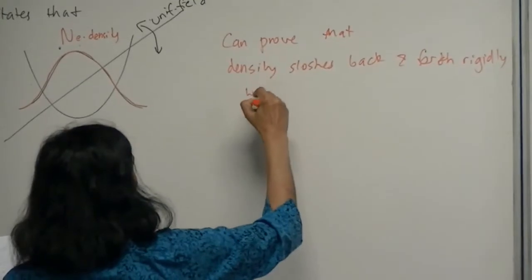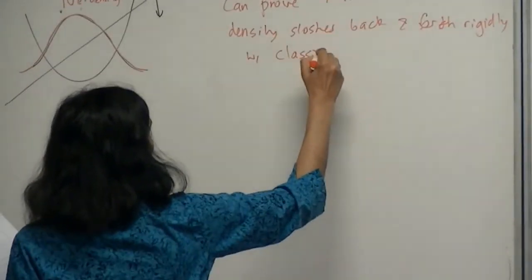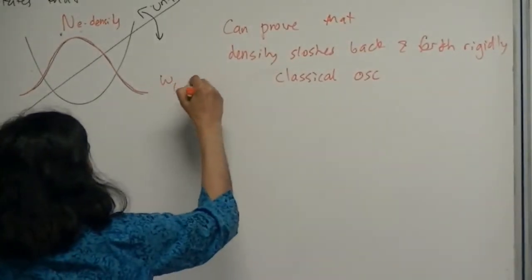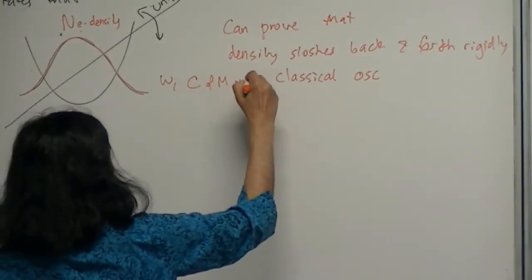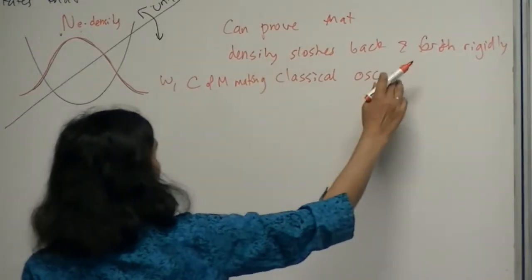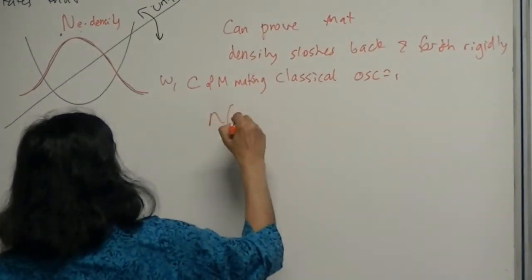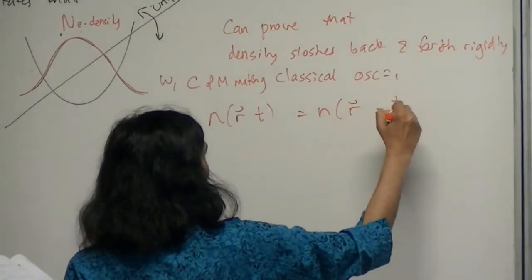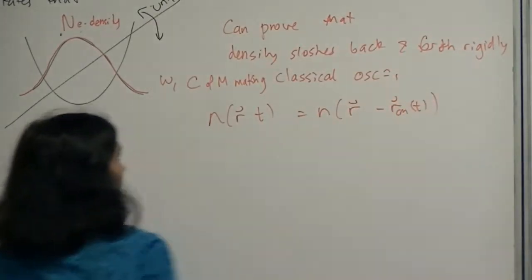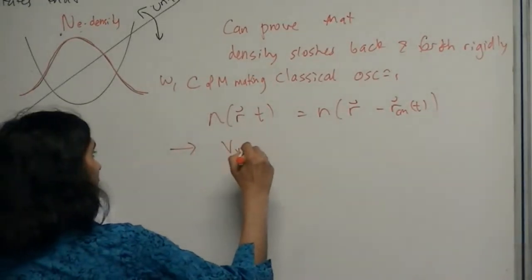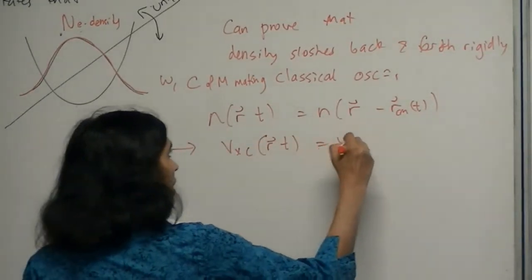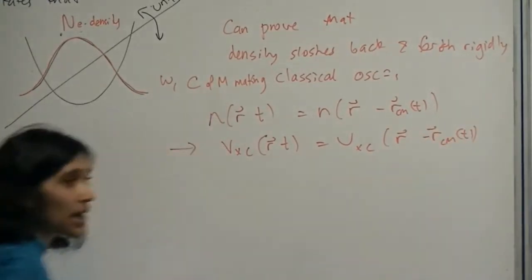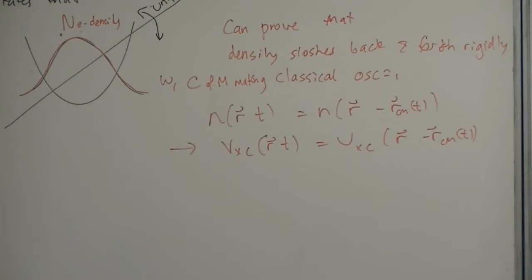With classical oscillations, the center of mass making classical oscillations. So you could say n of r,t, if you like, is n of r minus r center of mass of t. This also means then that vxc is vxc of r minus r center of mass of t. And this is violated in the Grosskopf.